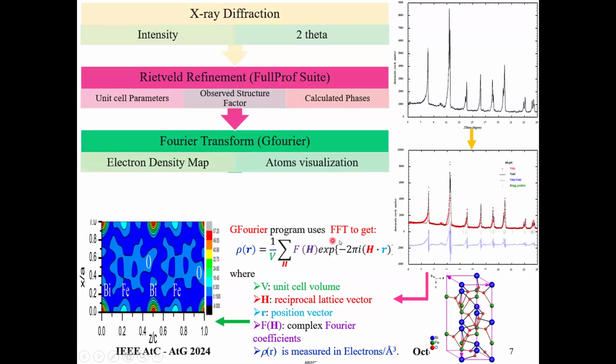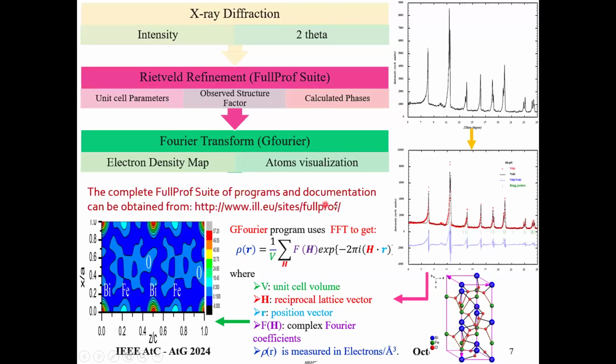The GFourier program uses a fast Fourier transform to calculate the electron density based on this equation, where rho of r is the electron density in electrons per cubic meter, V is the volume of the unit cell, H is the reciprocal lattice vector, F of H is the complex Fourier coefficient, and lastly r is the position vector. Then the program constructs the electron density map to visualize the atoms. Like I said, this program is also part of the FullProf suite of programs.